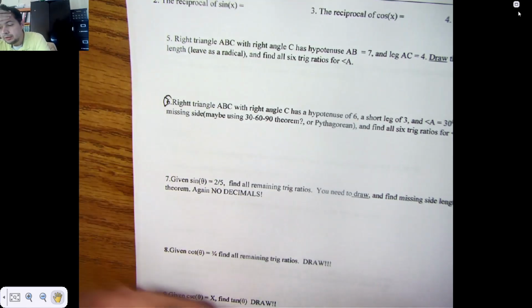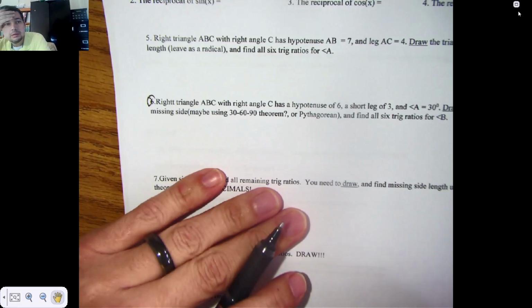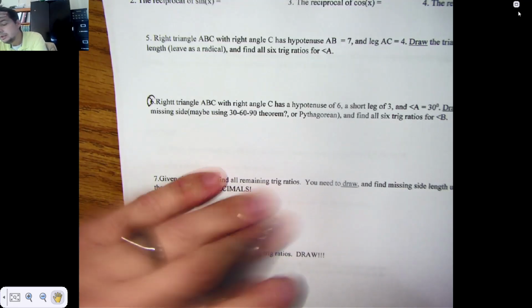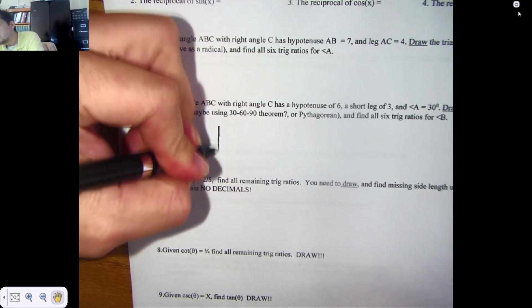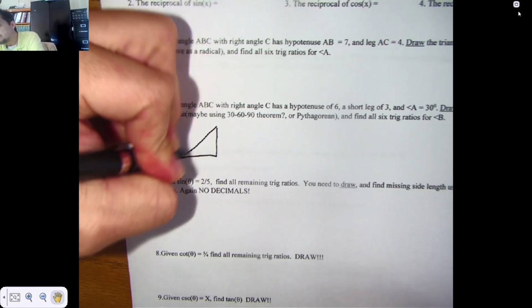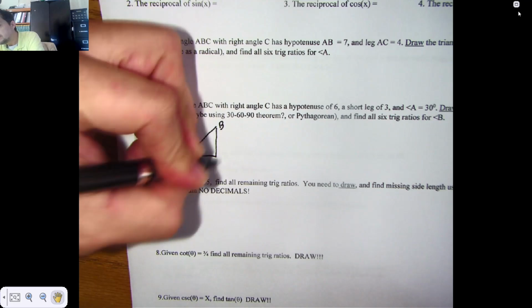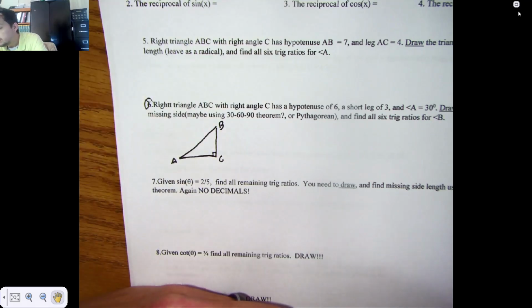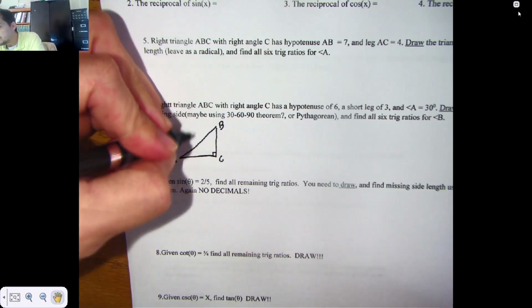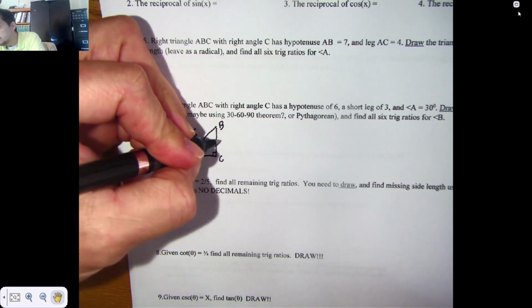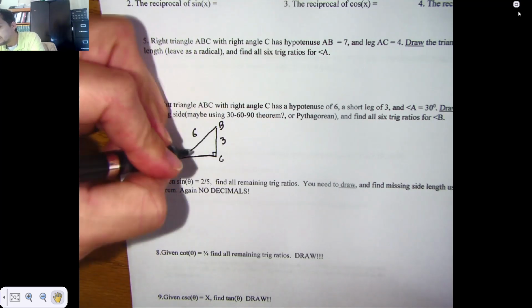Number 6 has a typo there. Right with a double T. Triangle ABC with right angle C has a hypotenuse of 6. I'm going to draw this out. Some kids don't know how to draw. It's because they never tried. So we have a hypotenuse of 6, a short leg of 3, and angle A is 30 degrees.